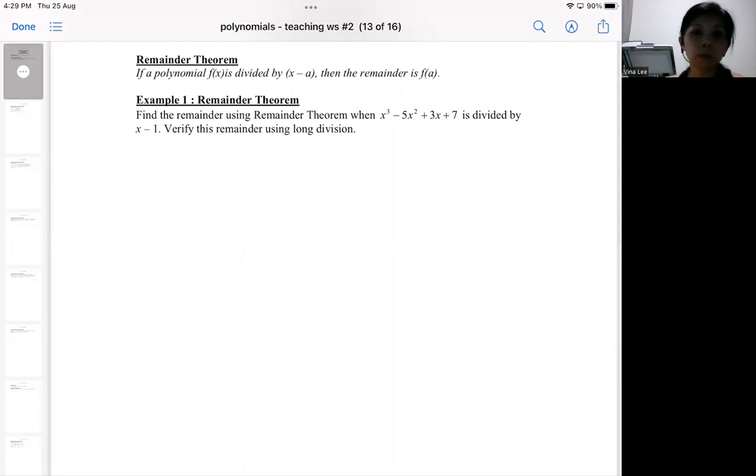So in the subsequent part of polynomials, one of the theorems will be what we'll call the remainder theorem. The remainder theorem is like a shortcut to find the remainder. We already learned about long division, so if we do the long division, we will be able to get the remainder. Later on we'll do the long division. Right now I'm going to use the remainder theorem.